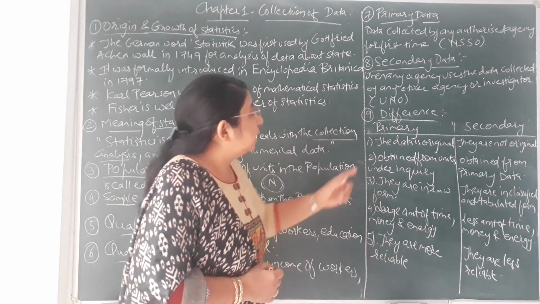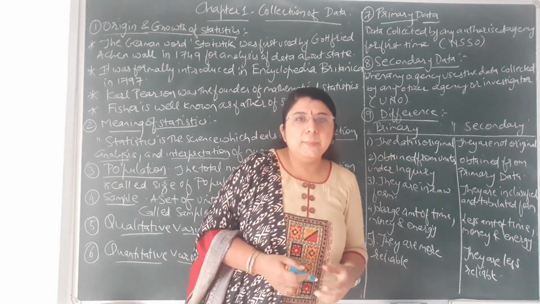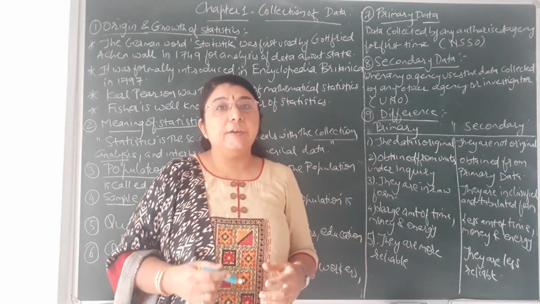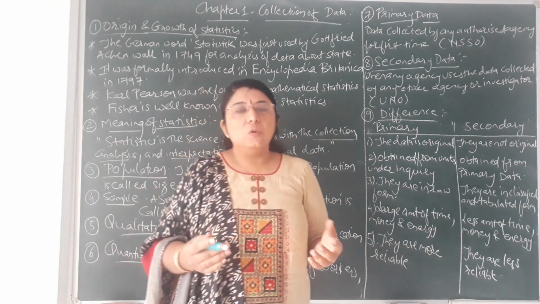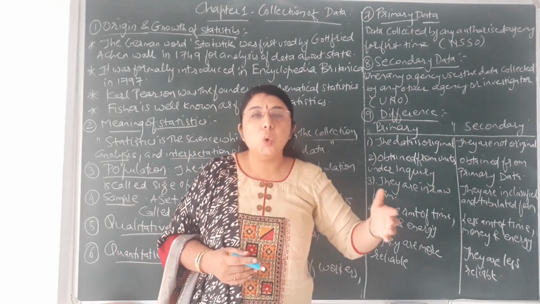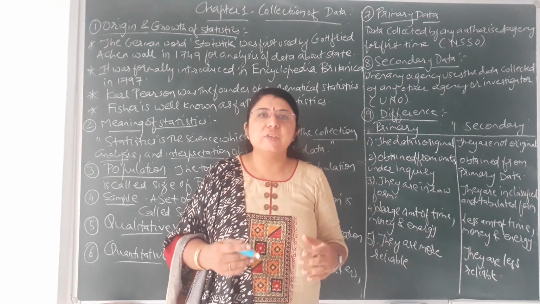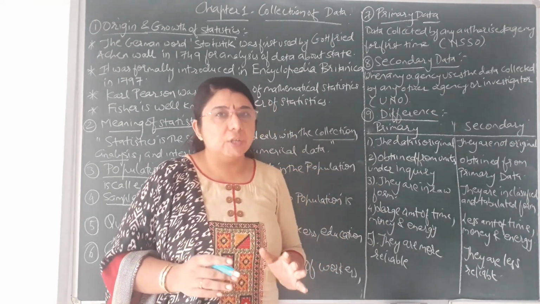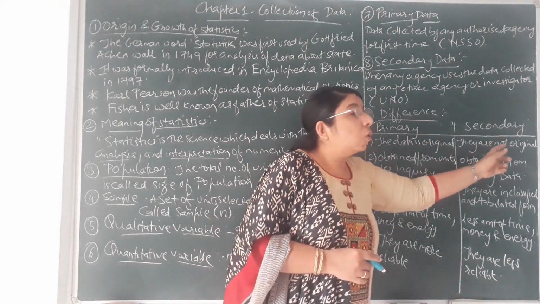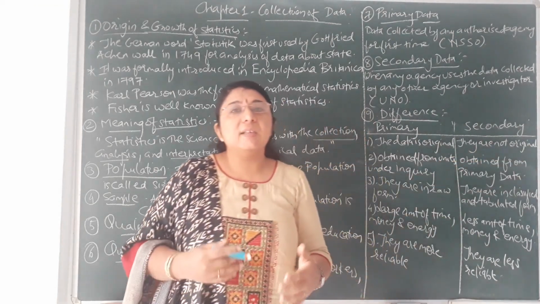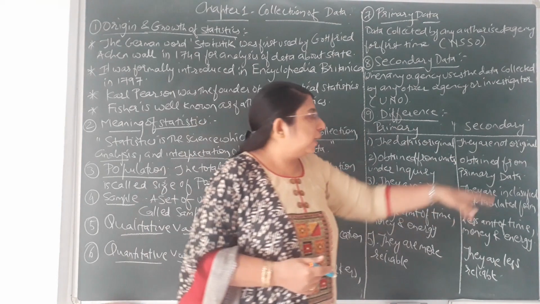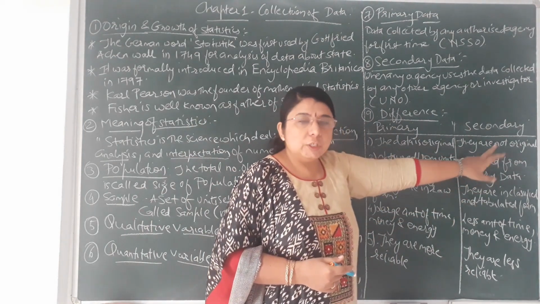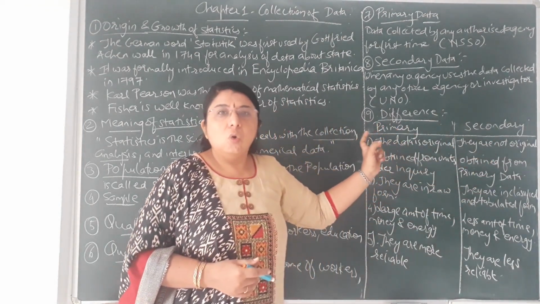First point, that is, data is original. Naturally, primary data is directly collected from the sources. Suppose in the population census, they are moving door to door to collect the data of each and every citizen of our country. So that data is trustworthy, it is original data. While secondary data are not original because they are manipulated as per their own interest. So secondary data may not be original while primary data are original.